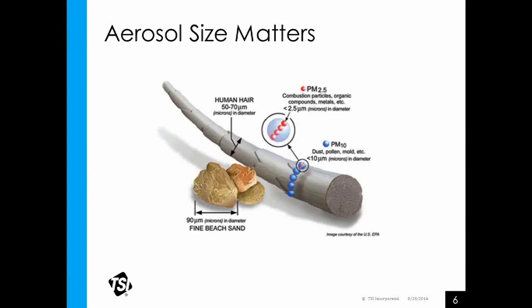We often refer to aerosol size by PM, particulate matter. So on this slide you'll see PM2.5, which is 2.5 microns in diameter. And this slide tries to illustrate how much smaller those are than a PM10, which is 10 microns in diameter, compared to the diameter of a typical human hair, 50 to 70 microns, and a grain of sand, which is 90 microns.